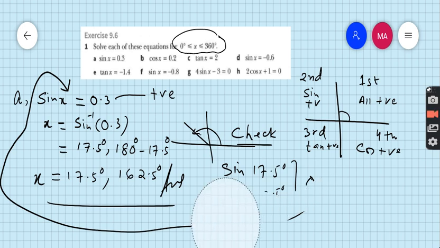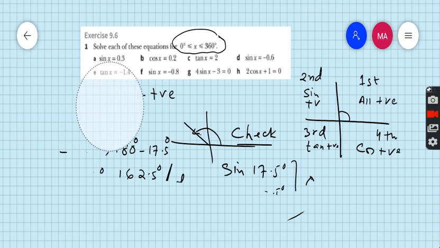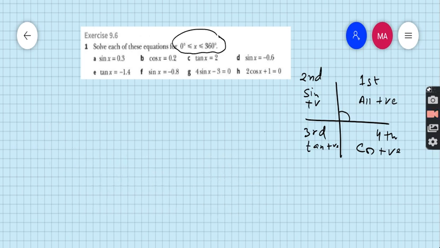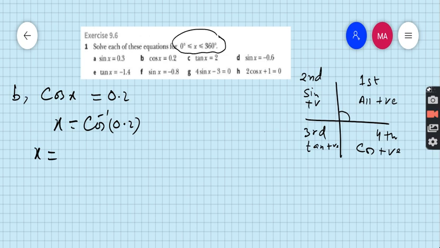Let's start part B. What is part B? Cos x is equal to 0.2. So first we have to find cos inverse 0.2 from our scientific calculator.